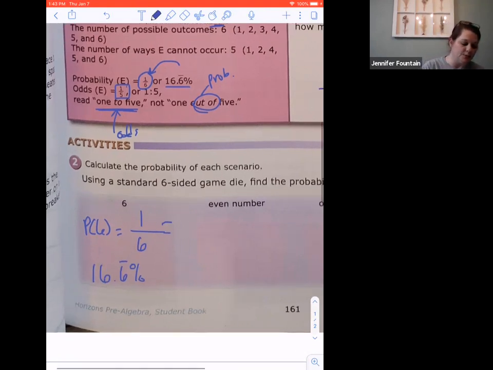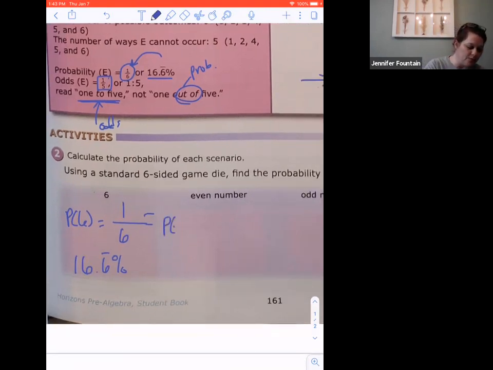Okay, so now the next one says, what is the probability of rolling an even number? So again, I know I have 6 total possibilities. So even numbers, I could roll a 2, a 4, or a 6. So I have 3 out of 6 chances. So 3 out of 6 reduces to 1/2, or I can also call that 50%.